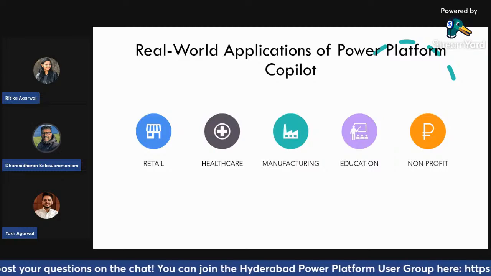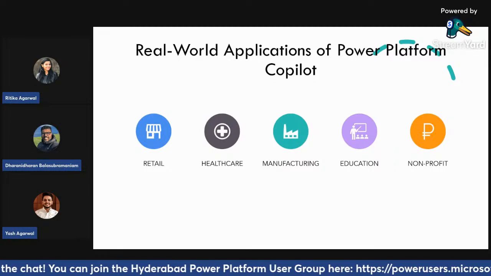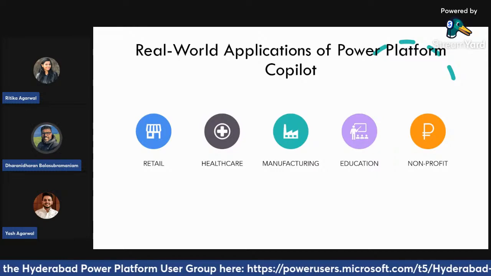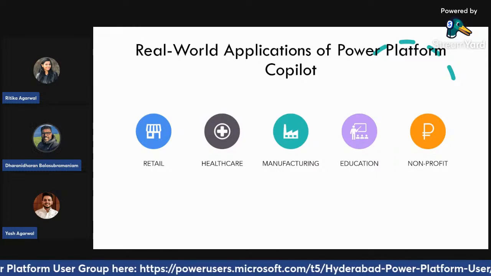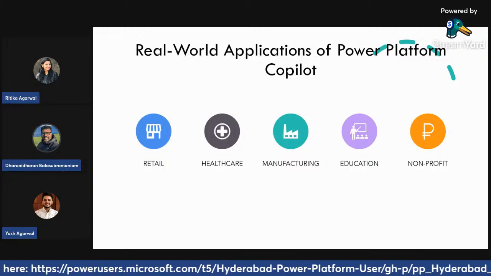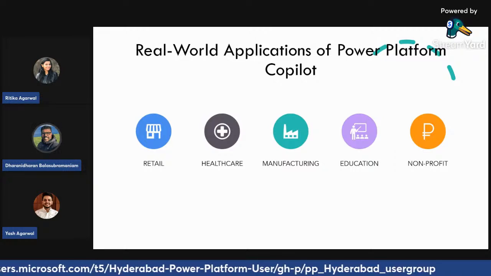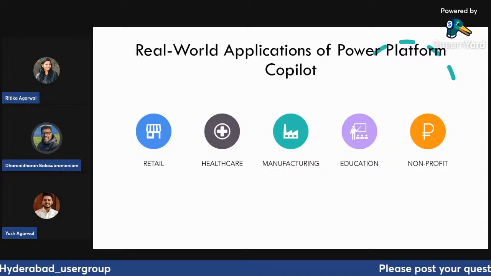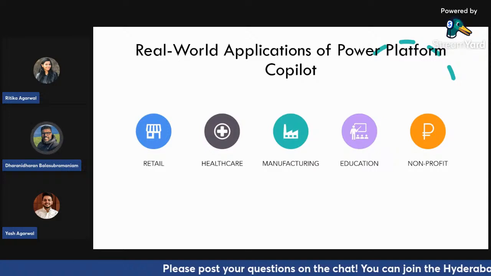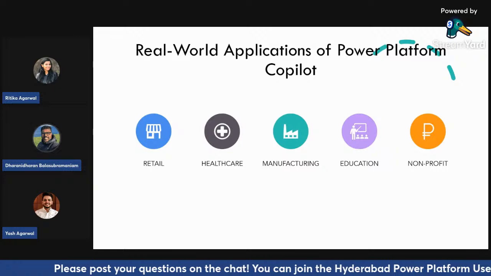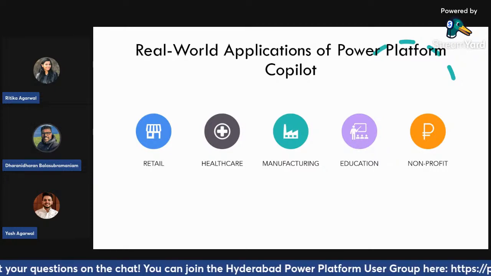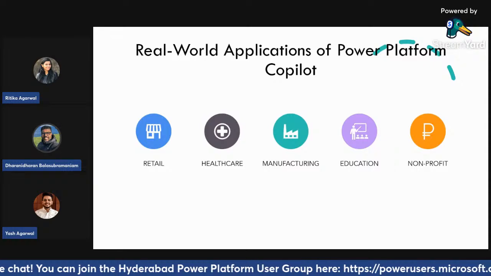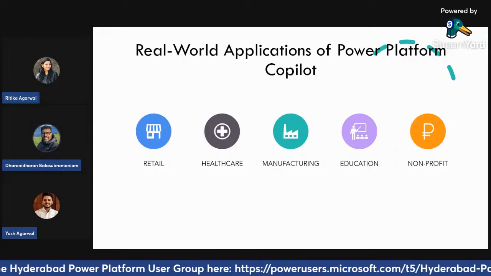We can leverage the Power Platform in non-profit organizations, and it harnesses the power of Power Platform Copilot to develop volunteer management applications. And these applications help to streamline the process of recruiting, onboarding, and managing the volunteers. And here also we can use Power Automate to automate the communication and the scheduling. And Power BI will provide insights into volunteer engagement and what impact they have given to the society and the community.